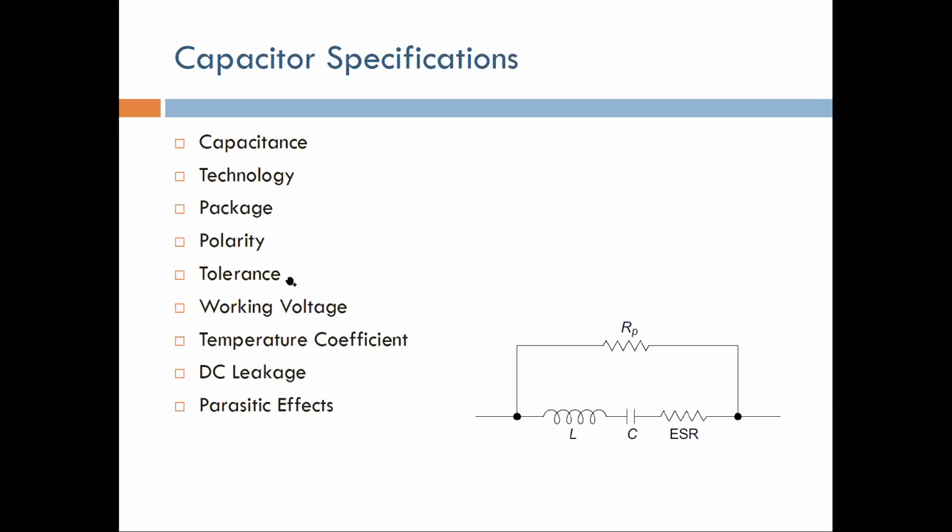Of course, the tolerance. Usually, the tolerances in the capacitors are much larger than those in the resistors. So plus minus 20% is usual. Plus minus 10 or 5% are usually very high in price. They are not really as common as the plus minus 20%. Of course, we talked about the working voltage. And there is also a temperature coefficient for the capacitance.